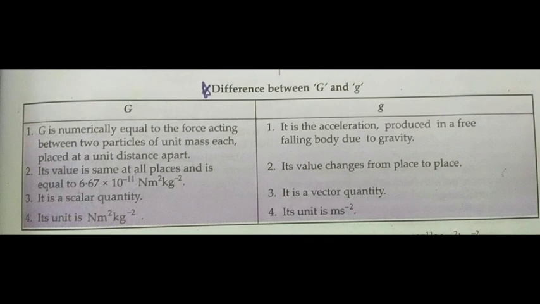So small g is the acceleration due to gravity, whereas capital G is the universal gravitational constant. Small g may change from place to place, whereas capital G does not change, it remains constant. Its value is 6.67 into 10 to the power minus 11. This is the difference between small g and capital G, one of the most important topics for 11th physics.